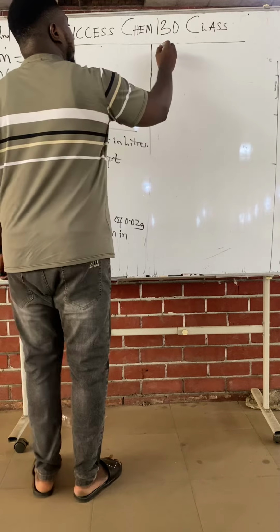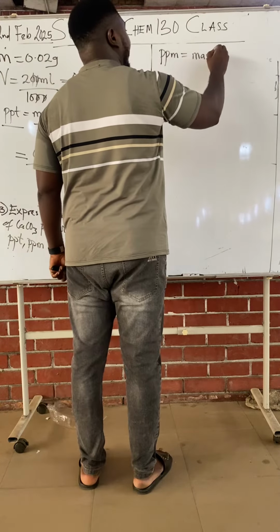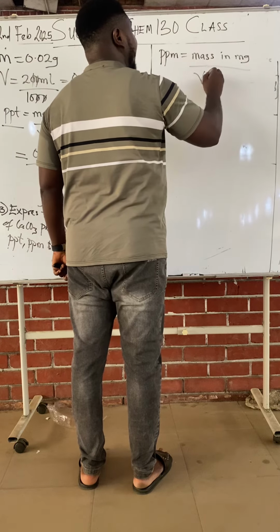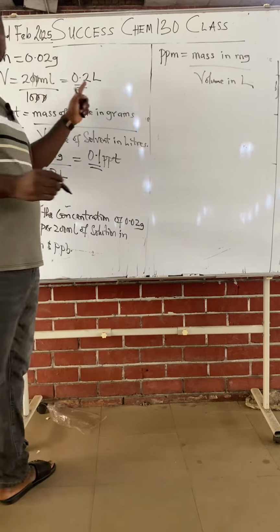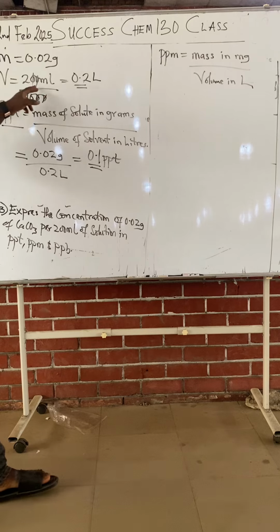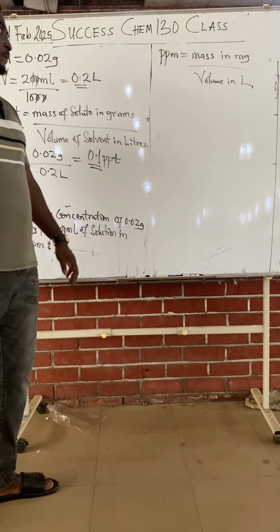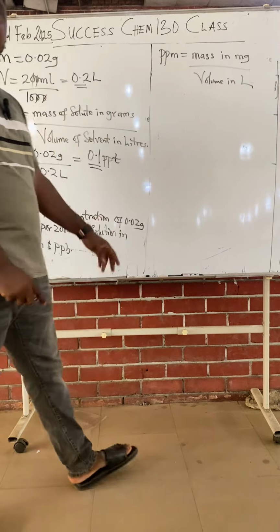Class, in case we are not around, PPM is mass of solute in milligram over volume in liters. Our volume is already in liters. We change from milliliter to liter by dividing by 1,000. So our volume is 0.2 liter, but our mass must be changed to milligram. Currently, our mass is in gram.